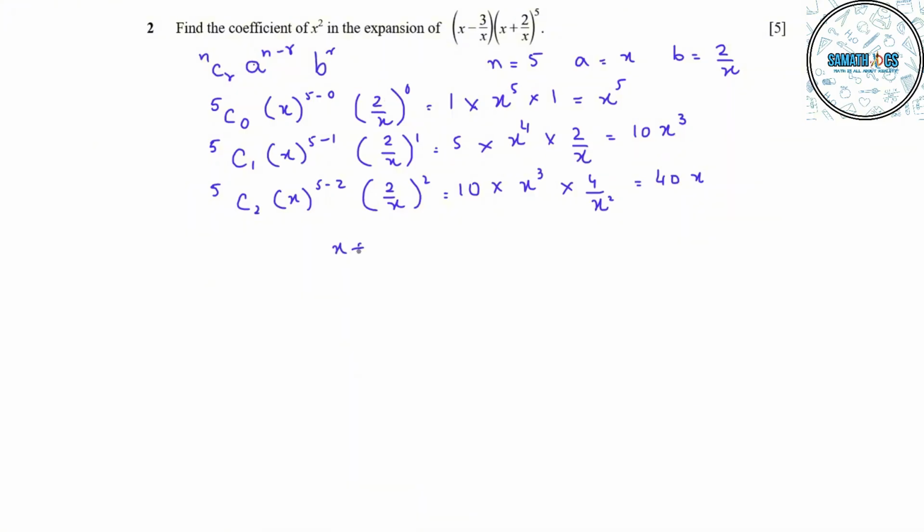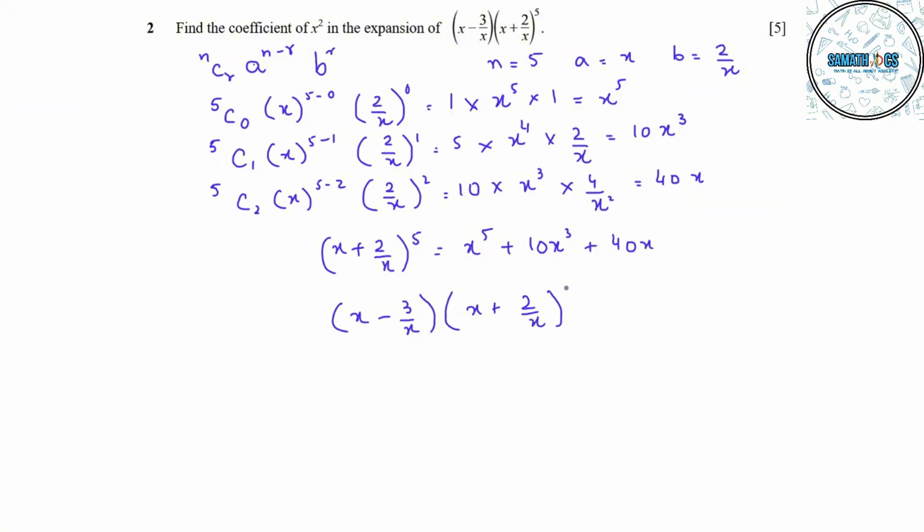So x plus 2 upon x with power 5 is equal to x power 5 plus 10x cubed plus 40x. Now we will write x minus 3 upon x multiplied by x plus 2 upon x with power 5. We will write here the expanded form of this bracket, which is x power 5 plus 10x cubed plus 40x.